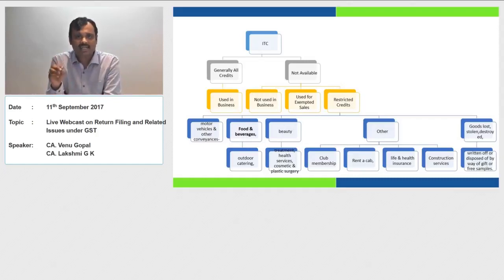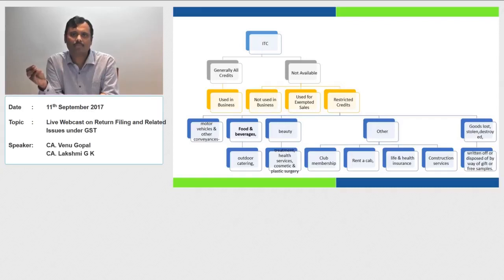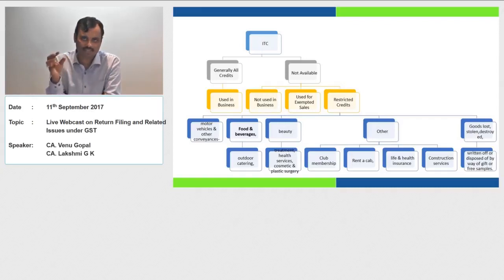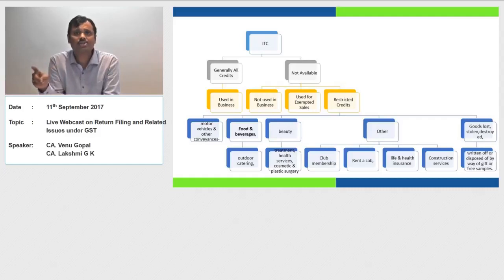Now, you are a rice dealer. Whatever rent you are paying for your godown is for your business purpose, so it is generally available. But you are also paying rent for your personal house where you are staying, booking that expenditure in your business account, and paying GST on that. Since it is not used in the business, that is not allowed. What is allowed is only those which are used in the business and used for the taxable person.